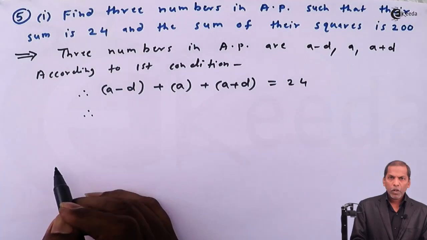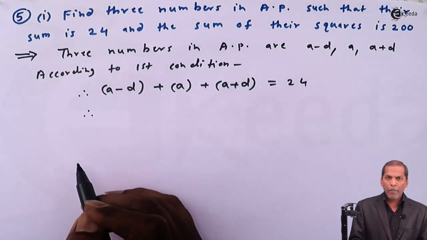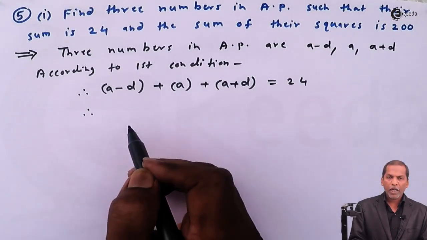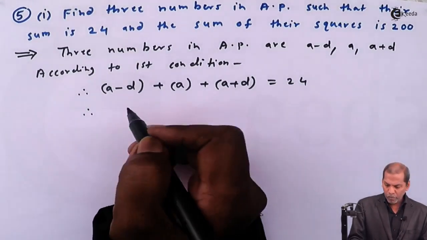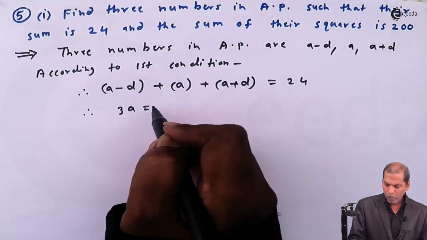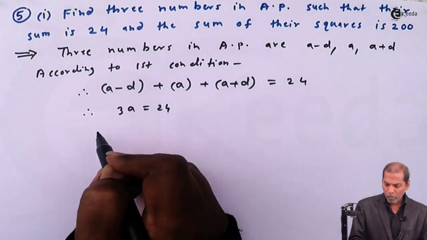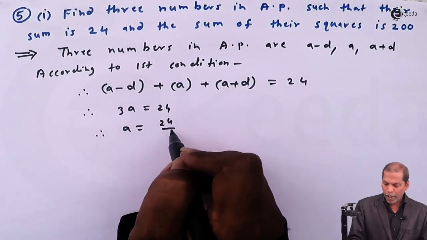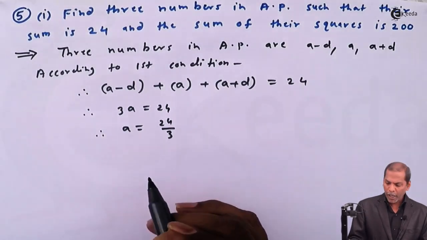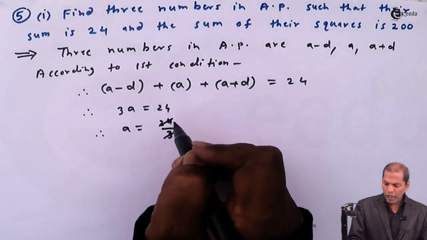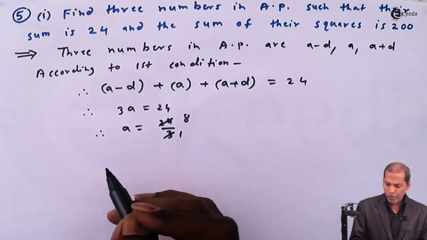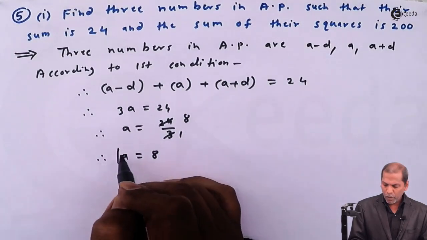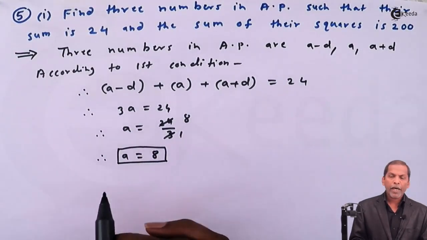24. Therefore, if you observe here, plus D and minus D cancel. So A plus A plus A, we get 3A equal to 24. And therefore, A equal to 24 upon 3. On cancellation, 3 ones are 3, 3 eights are 24. Therefore, A equal to 8. So in this way we get the value of A.